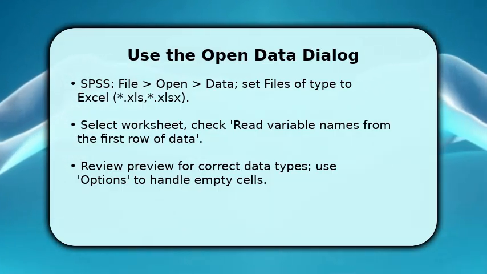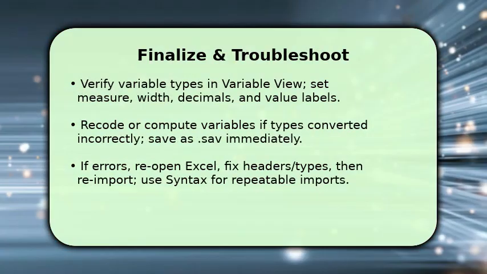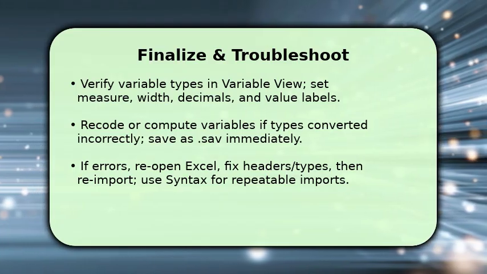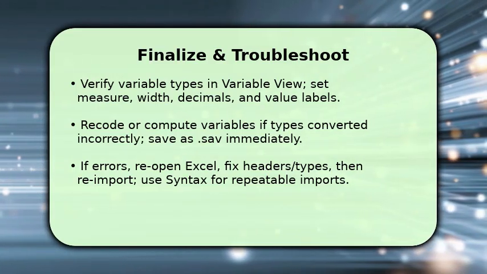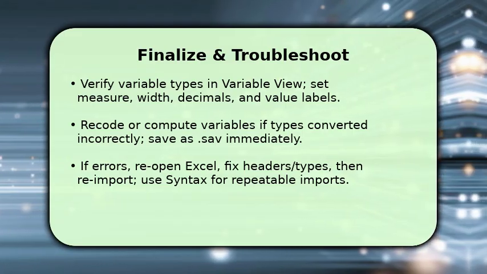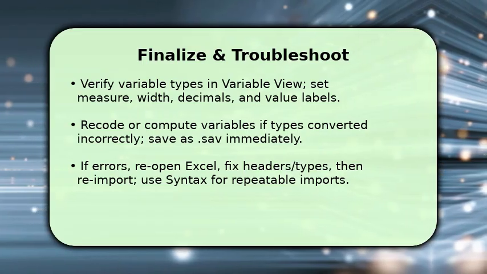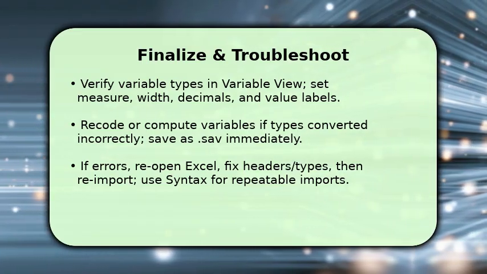After import, you must inspect variable view to confirm types, formats, and labels. Change measurement level, width, and decimal places as needed so analyses run correctly. If a column imported as string but should be numeric, use automatic recode or compute a numeric variable, then save your dataset as a SAV to preserve settings.